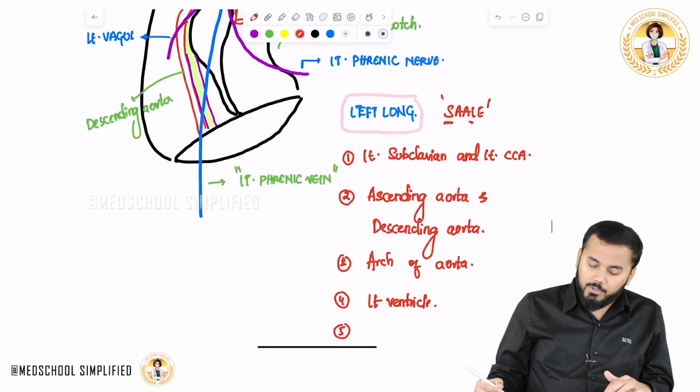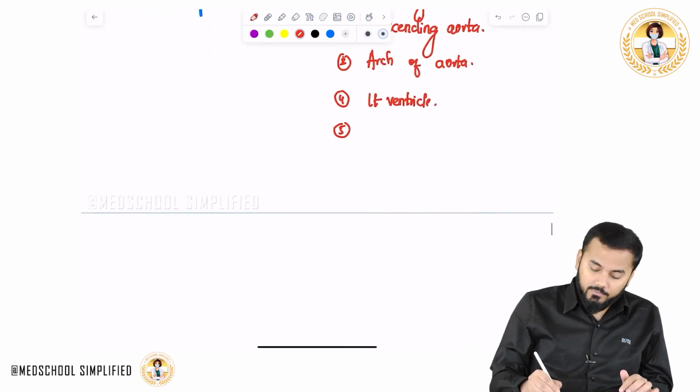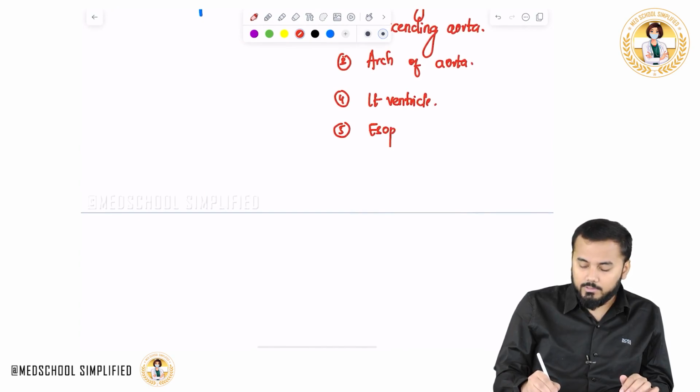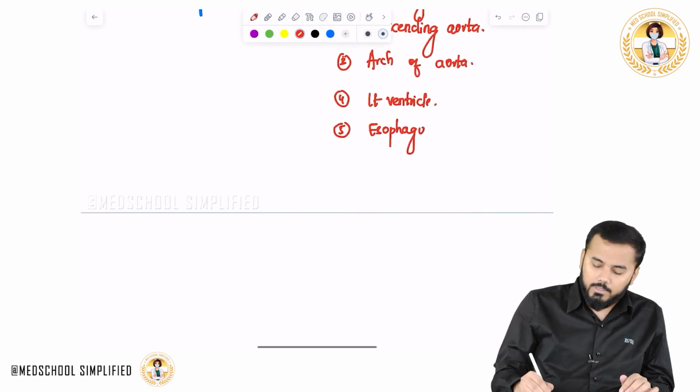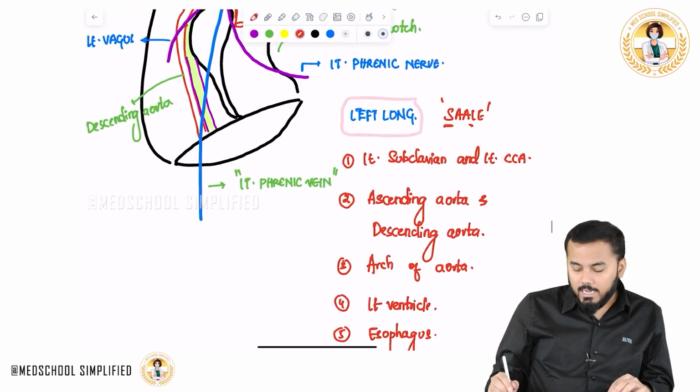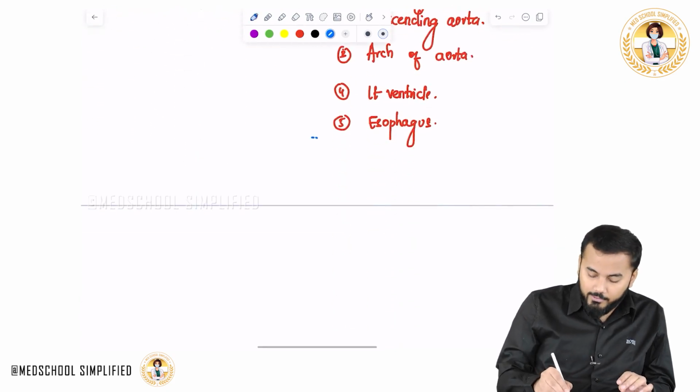Right. Now fifth important thing is E. What does E here stand for? E here stands for esophagus. Esophagus. Now these are the basic structures which you have to remember.